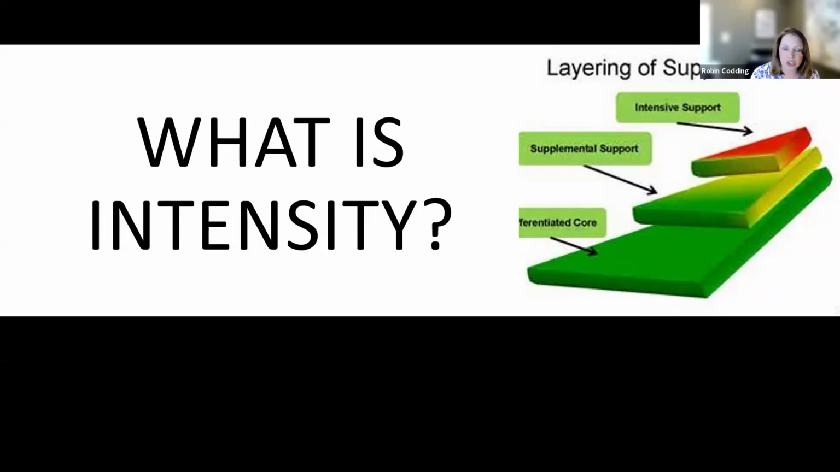What does intensity mean to you is the first question. And the second question is, how is tier 3 differentiated from tier 2 in your systems? What does that look like for math intervention?